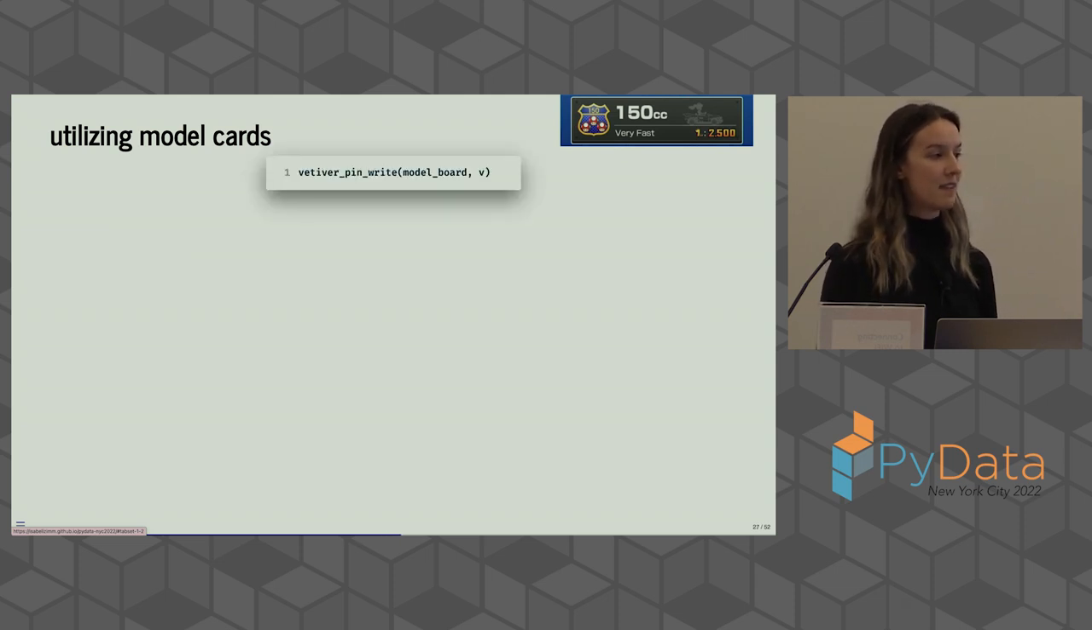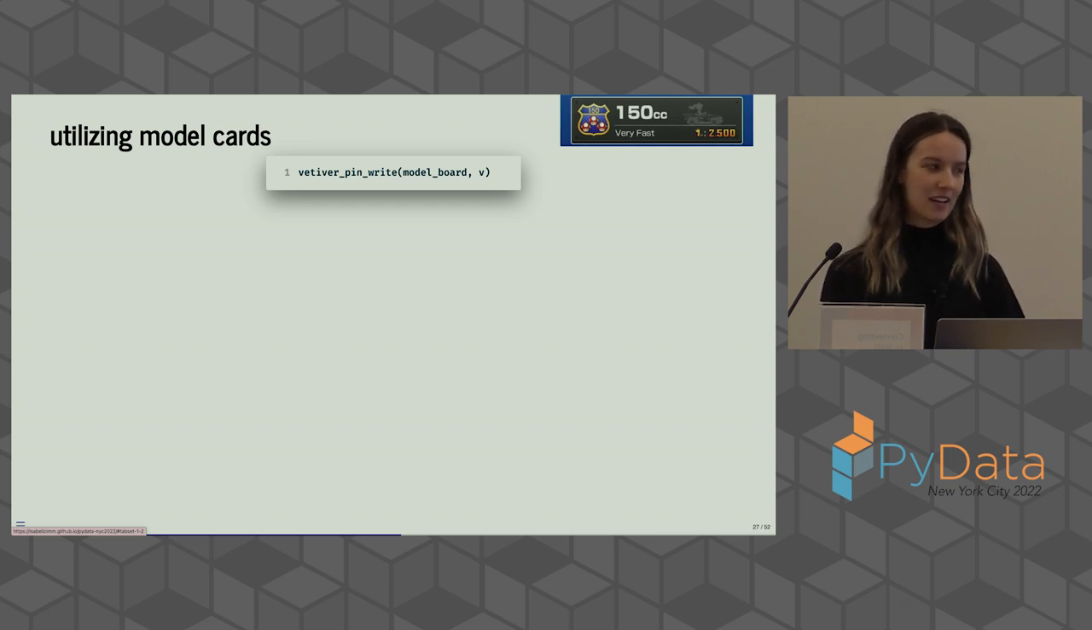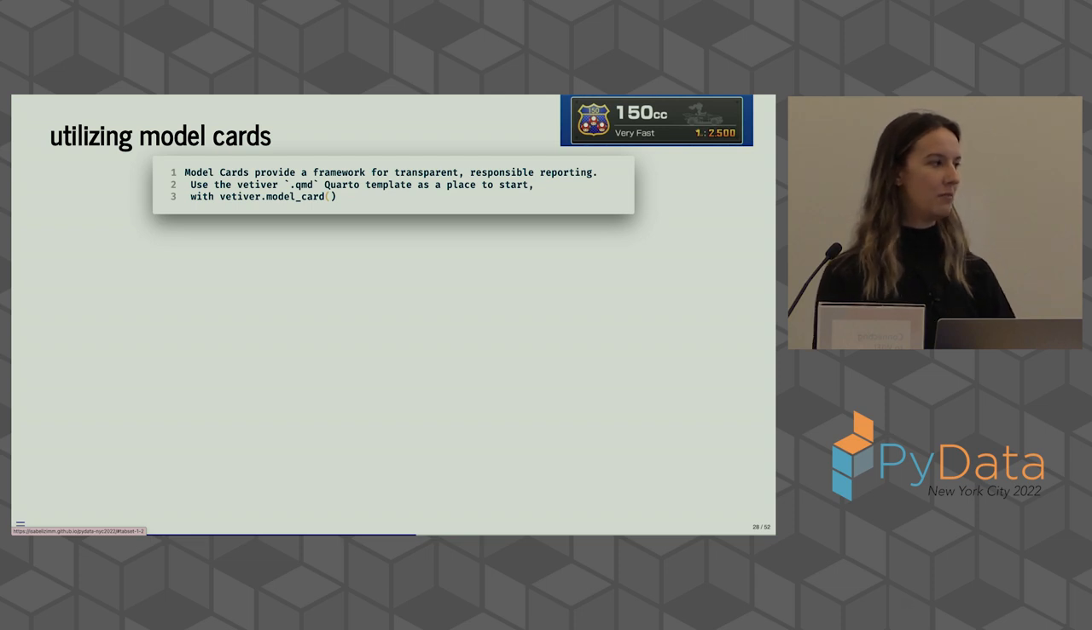So we've seen this vetiver pin write a few times, but what I sneakily have been hiding from you all is that this gives you a little pop-up warning that says model cards provide a framework for transparent, responsible reporting. Use the vetiver Quarto template as a place to start.